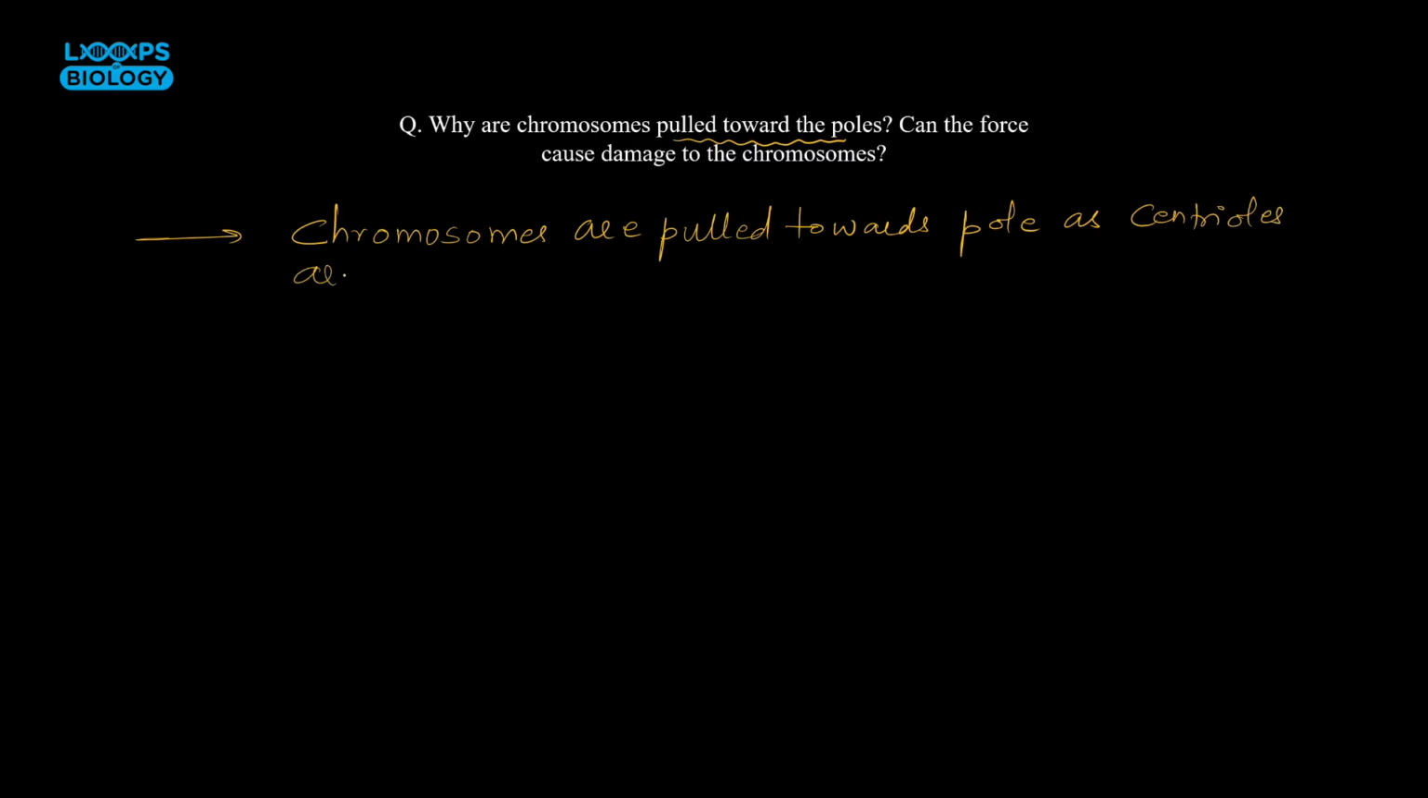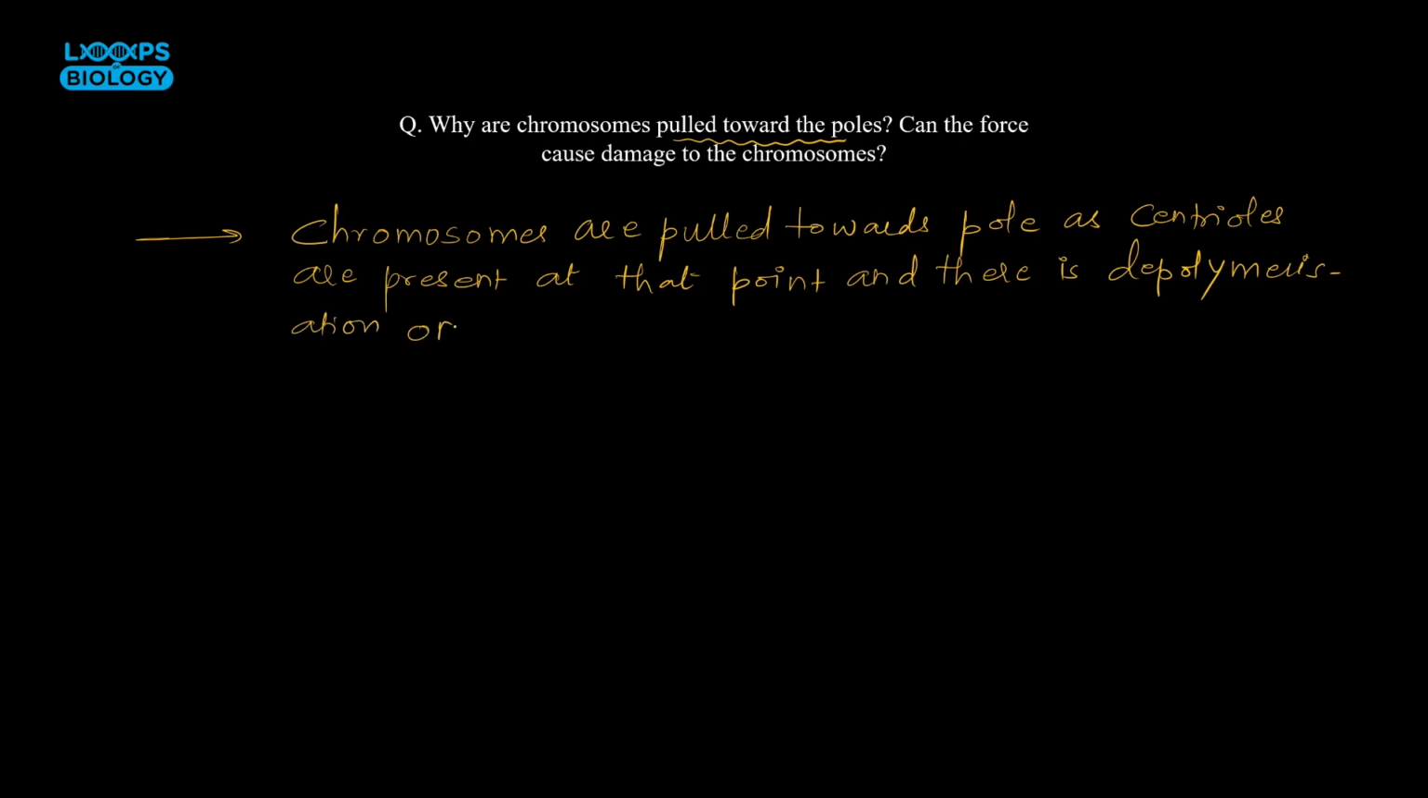Now, why towards the pole? Because your centrioles are present over there. So the chromosomes are pulled towards the pole as centrioles are present at that point, and there is depolymerization of the spindle fiber. That's why your chromosomes are pulled towards the poles itself.